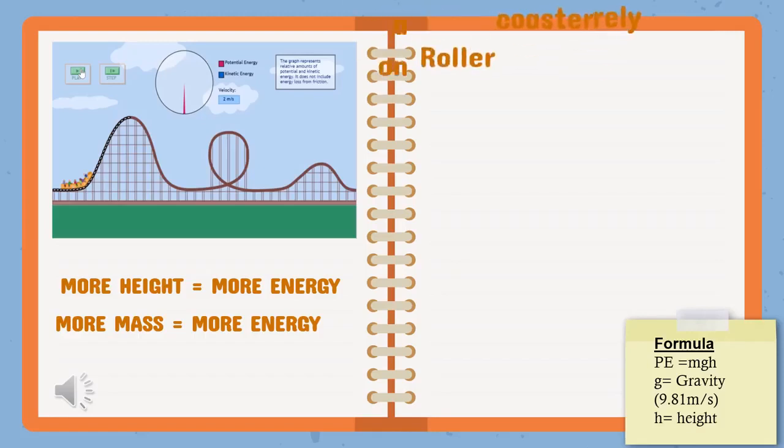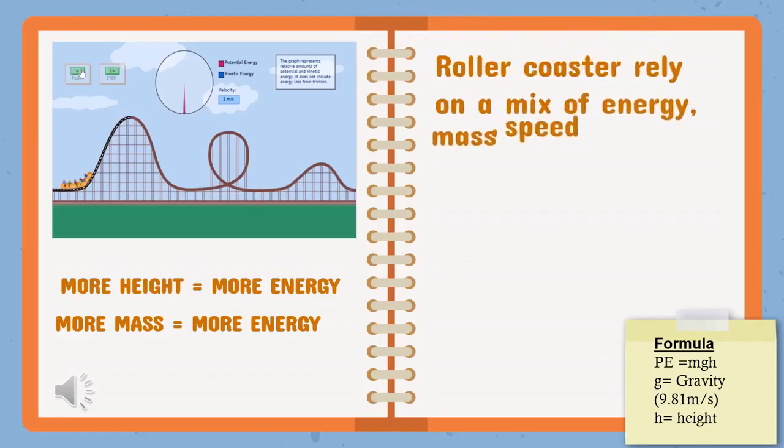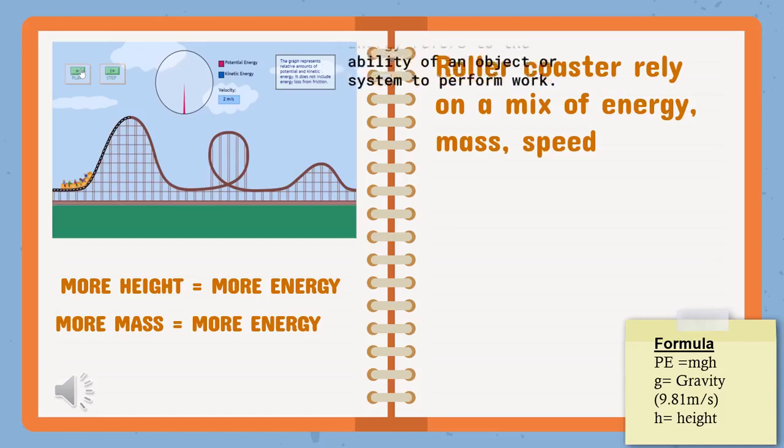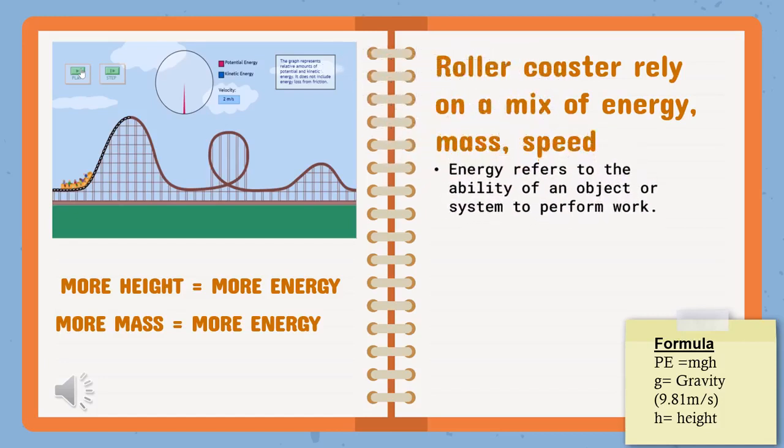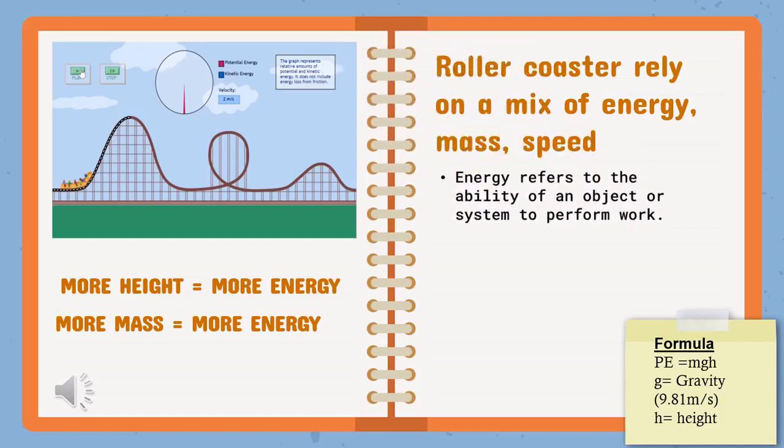Roller coasters rely on a mix of energy, mass, and speed. These two concepts are closely related. Energy refers to the ability of an object or system to perform work. As the train climbs up the lift hill, it builds up potential energy. The higher the train climbs, the more potential energy gets added.